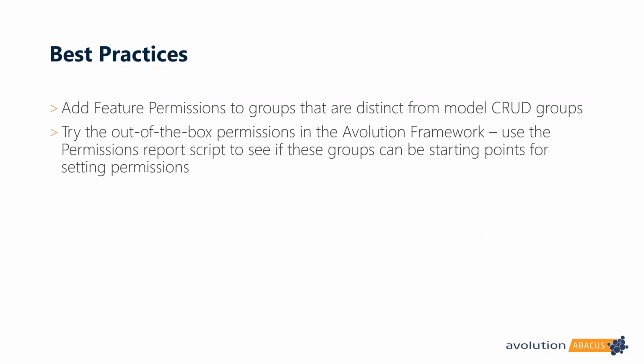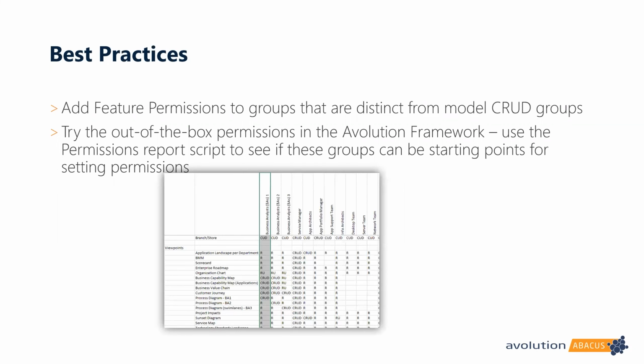Another good practice is to try the out-of-the-box permissions in the Avolution framework. These can save you some time. However, they might not be exactly aligned to your needs, and you do want to make sure that you're not using them just based off of the names of the groups, because that may lead to some surprises about what permissions restrictions you're actually putting on your users. And so it's a good idea to run the permissions report script to see whether these groups can be a starting group for setting permissions for your users.